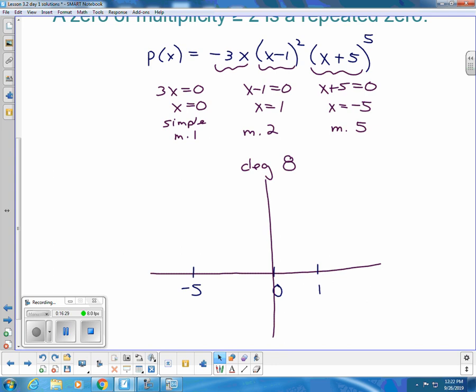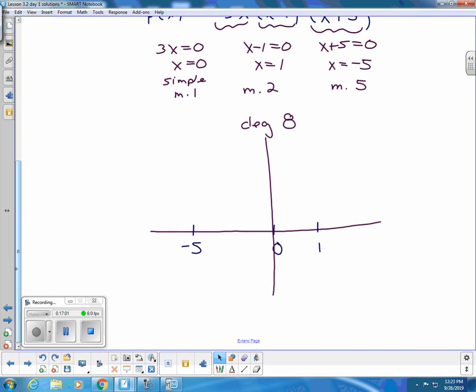Now, here's what's cool. A simple root just crosses the axis. If it's an even multiplicity, it's going to go up, bounce off the axis, and pop right back down. It touches the axis and bounces. If it's an odd multiplicity, whether it's a 3, a 5, a 7, 23, it crosses the axis at an inflection point. It does that little jog like the cubic does. So if I'm going to graph this, my negative 5 is going to come up and jog like the cubic does.